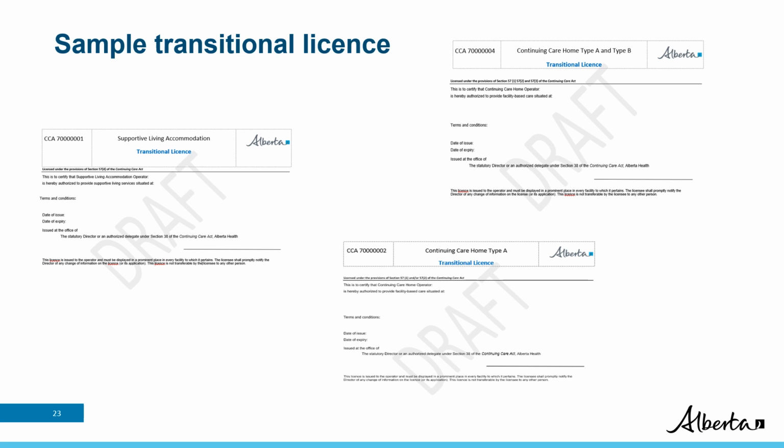Here is an example of what transitional licenses will look like and what applicable operators will receive according to what services are provided. The first license shows only a supportive living accommodation license. The second license shows if a continuing care home has different types of facility-based care provided in different parts of the facility. Then one license will show the two continuing care home types in the same continuing care home license. For example, long-term care and designated supportive living provided. And the third, a continuing care home license for Type A only, long-term care.